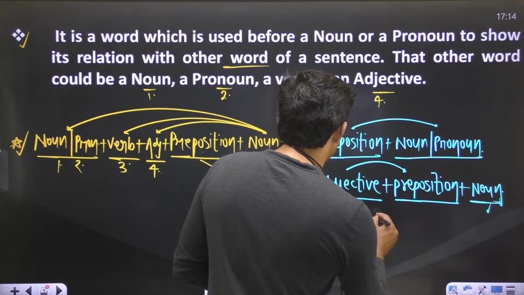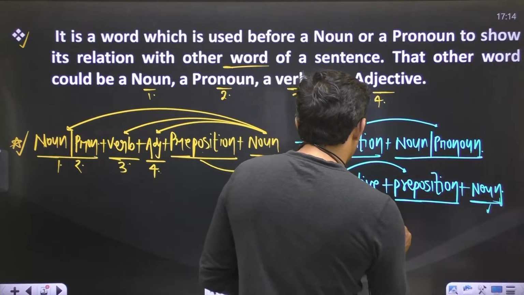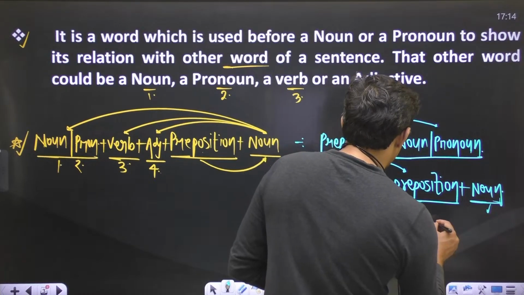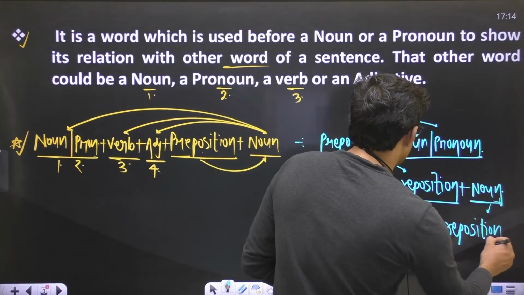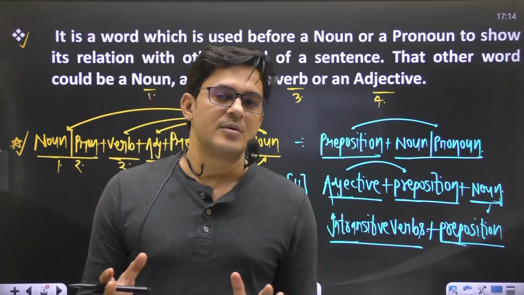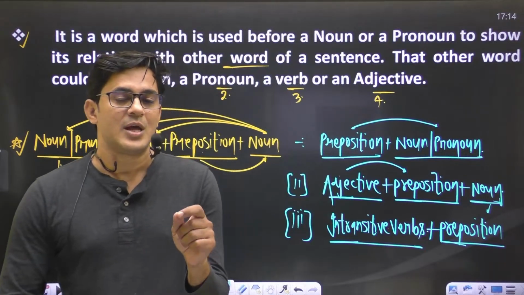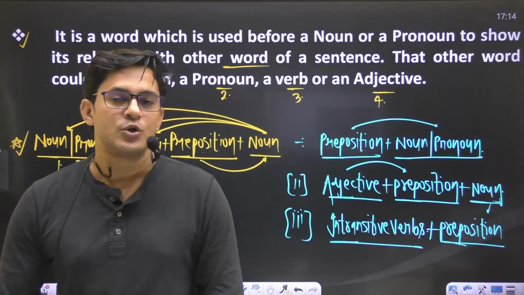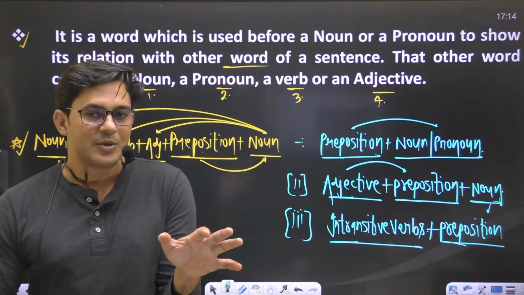If you have a verb in the sentence and the verb is intransitive, intransitive verbs are followed by a preposition, right? Prepositions are also used after a verb, but this verb must be intransitive. Make it clear, make sure. But if a verb is transitive, transitive verbs are not followed by any preposition.